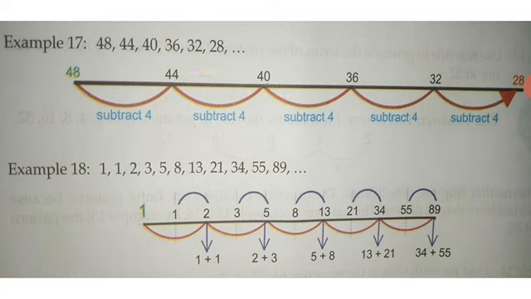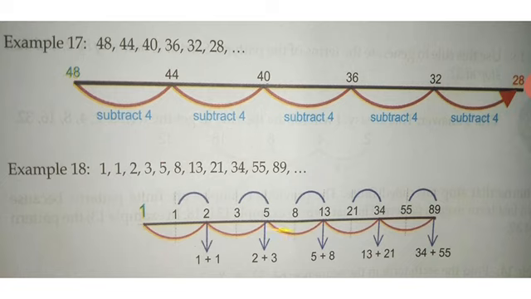And for example number 18, 1, 1, so the start is 1. Okay, so it means that 1 plus 1, first term plus second term, is equal to the third term. Third term plus fourth term is equal to fifth term. Fifth term plus sixth term.